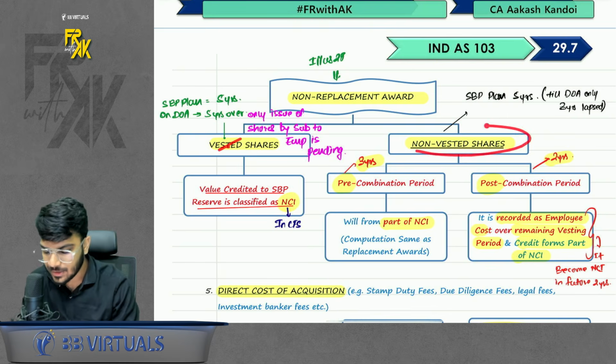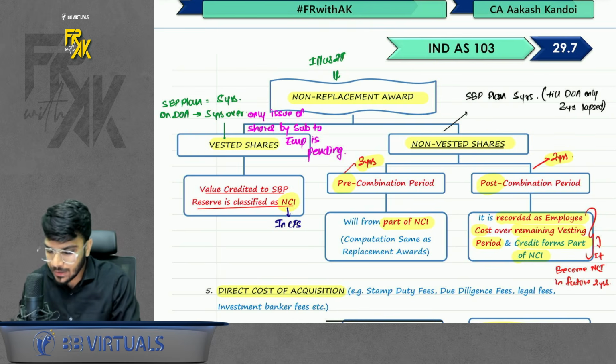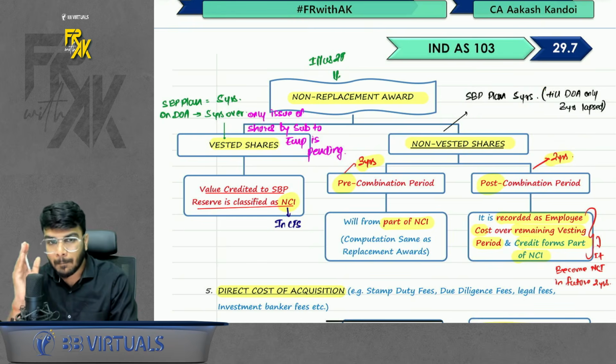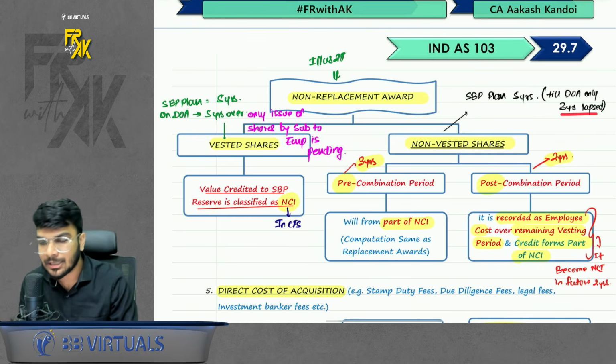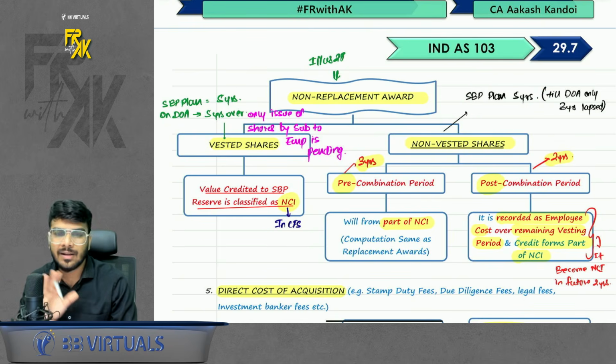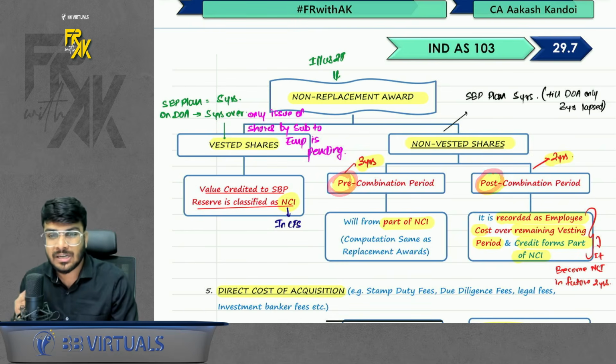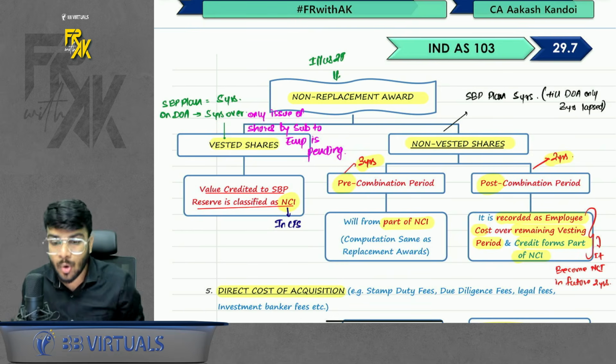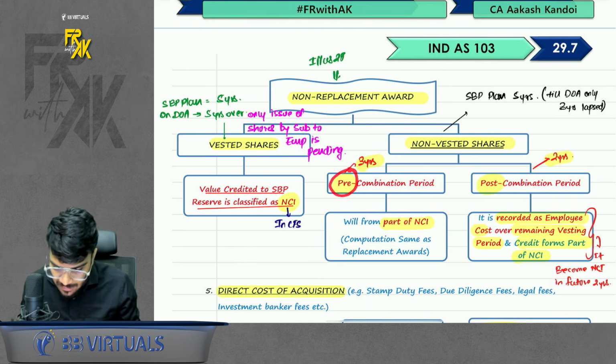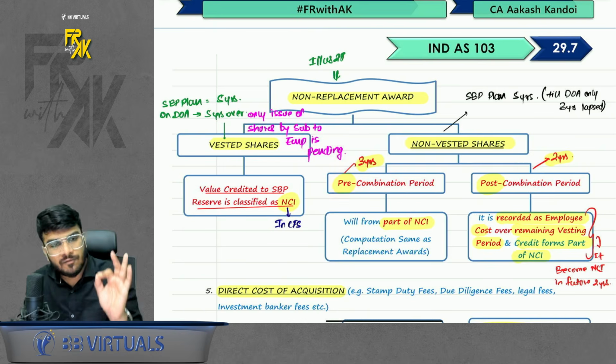First case. Second case, non-vested. What is the meaning of non-vested? Let's say the plan was of 5 years, but till date of acquisition, only 3 years have lapsed. So here again, you will bifurcate into pre and post. Again, I'll repeat. Just because you're bifurcating between pre and post does not mean it will form part of PC. No, it won't come in PC. The amount which is coming in pre will immediately form part of NCI.